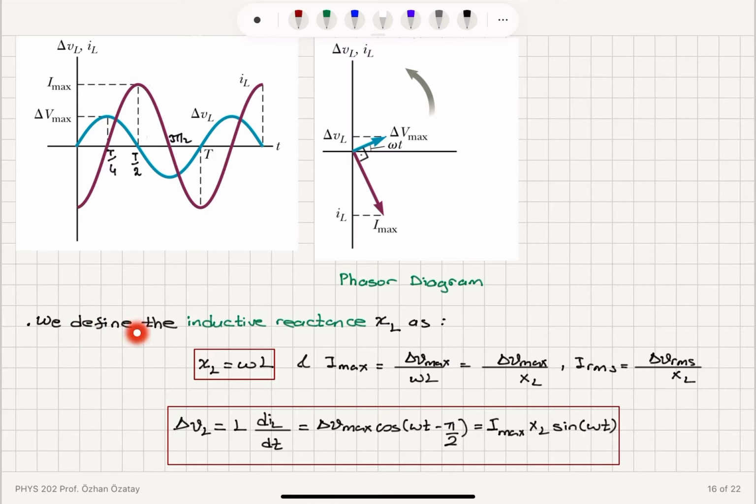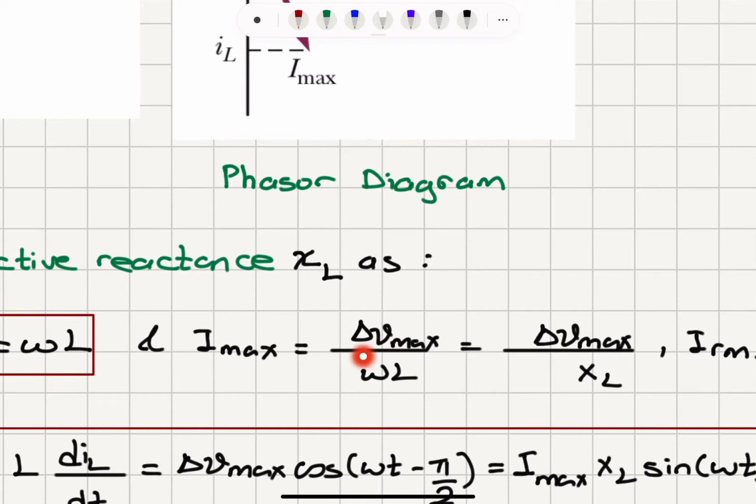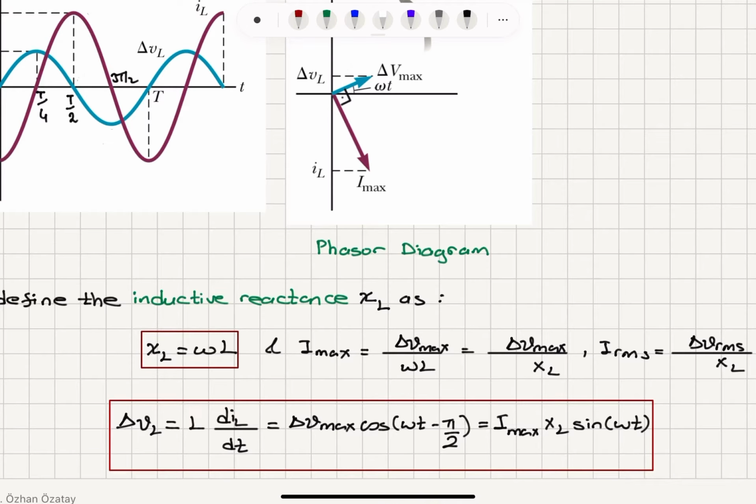Now we define the inductive reactance X sub L as omega L. So this is basically to make it look similar to the resistance. In the case of a resistor, we had I max equals delta V max over R. Now what replaces resistance in an inductor is this frequency dependent resistance, which is omega times L. So that's called inductive reactance.